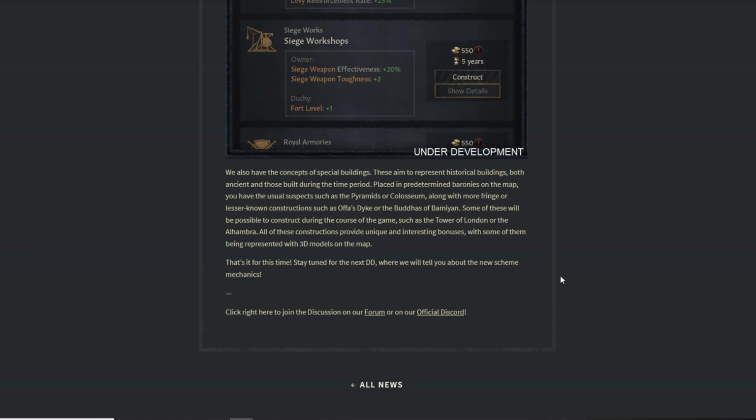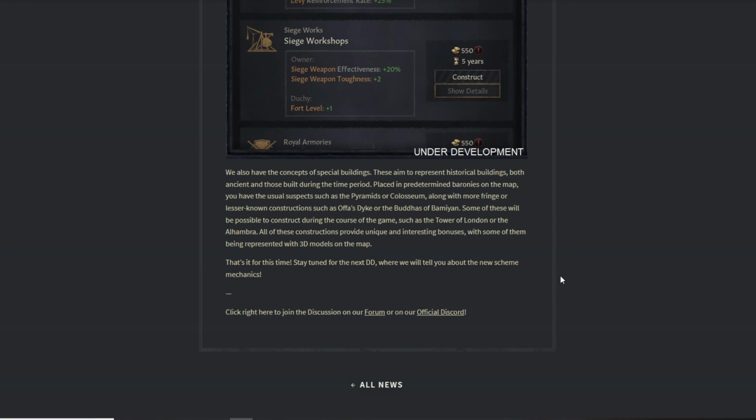Tower of London or the Alhambra. All of these constructions provide unique and interesting bonuses, with some of them being represented with 3D models on the map. That, I am a huge fan of. 3D models on the map are absolutely terrific. They look beautiful on every other Paradox-based title, so that's going to be terrific to look forward to.